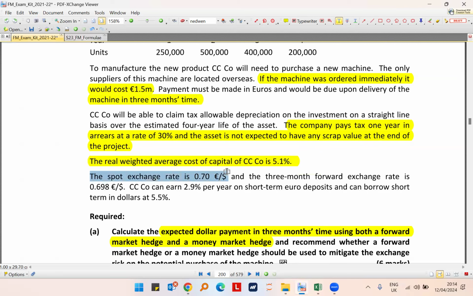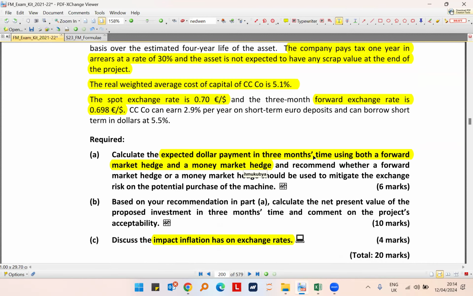They gave us the spot, and they are saying euros per dollar, so the dollar is the base currency. And the 3 months forward exchange rate is 0.698. So they gave us the forward rate. We can earn 2.9% per year on short-term euro deposits and can borrow at 5.5%. Now, when they give it to you like this, without giving you the borrowing and deposit for both currencies, they kind of give you a clue of what to do. But for us, we should attempt it like we don't know. So let's first go and look at the dollar payment in 3 months' time using the forward market hedge and the money market hedge.